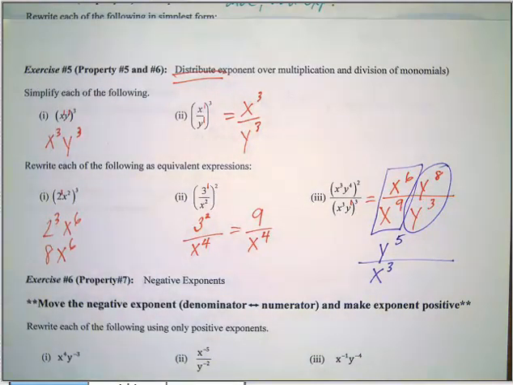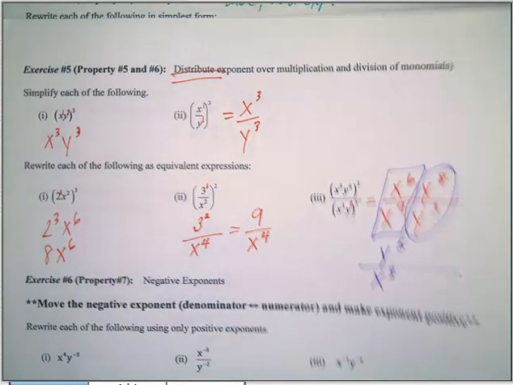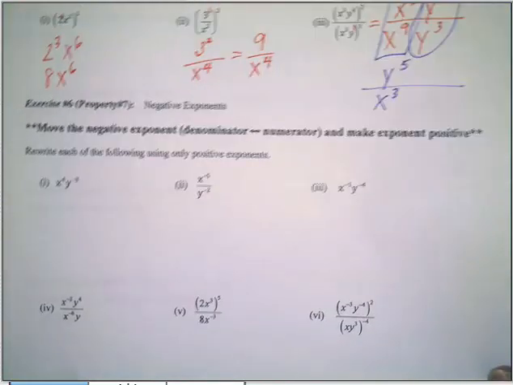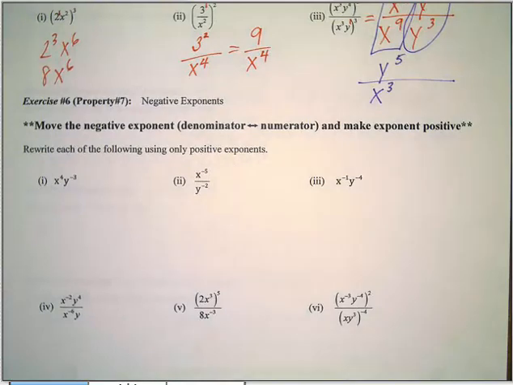Okay? All right. Property number 7, negative exponents, one of the harder of them. And remember, you can check your answers by storing values in the calculator and then putting the expressions in and putting your answer in just to verify that you didn't make any goofy mistake. Remember to move the negative exponents and make the exponent positive.